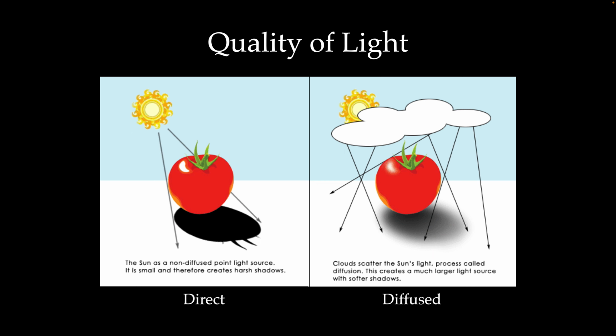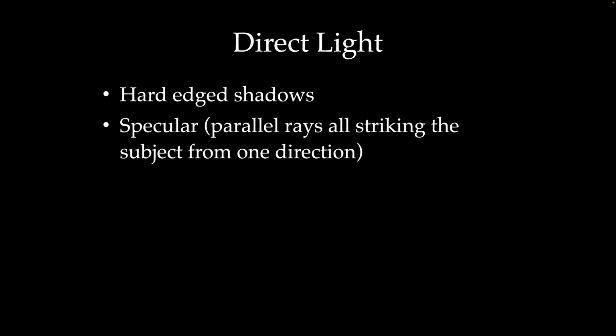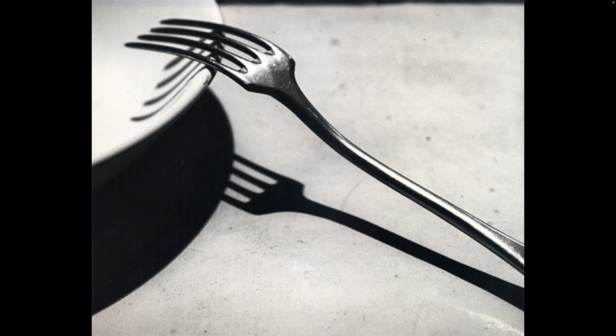And if it's fully diffused light, then the shadow will be minimal or non-existent. But directional diffused light will have some direction to it. There'll be a highlight and a shadow side to our subject, and we'll have this soft edge shadow. So let's review that. Direct light: hard edge shadows, specular parallel rays of light, all striking the subject from one direction. Creates a hard edge shadow, creates a distinct graphic look to it. Can emphasize shape, form, texture, volume, all of that stuff.